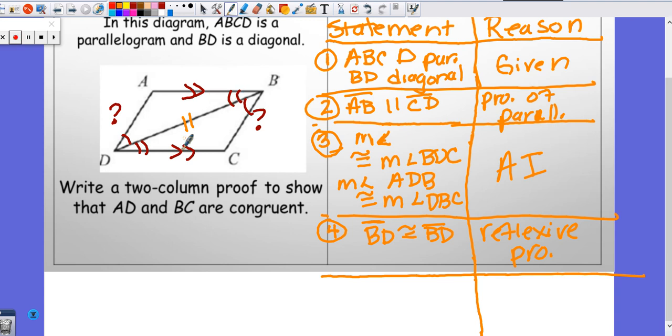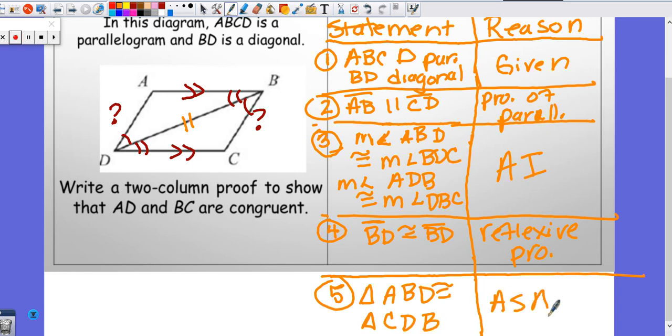So angle D matches B, so I'm going to put B in the middle, and then AD around it. 3, 4. All right, 5. Now I have my reflexive property. So I have everything flowing. I know these are parallel lines. So if I have parallel lines, then I know I have alternate interior angles with that transversal right there. And then I have my reflexive property. Now I can go and say my triangle congruency. Triangle ABD is congruent to triangle CDB by angle side angle again.